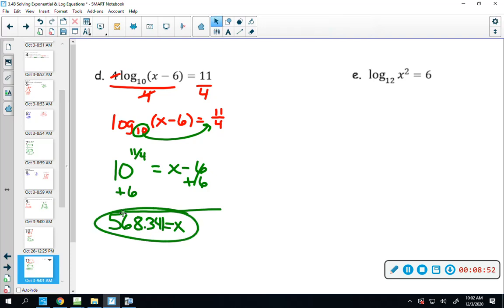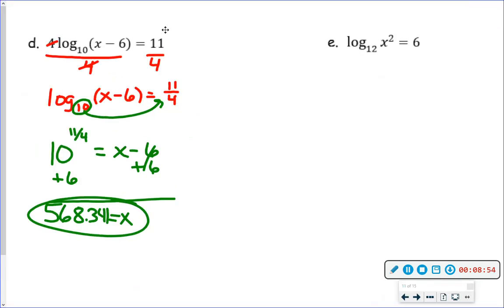So just be careful about your order of operations. Let's take a look at e. We, of course, already have the log by itself, so that's kind of nice. I'm just going to convert it into exponential. So 12 to the 6 equals x squared. Of course, I just typed 12 to the 6 into my calculator. It's a very large number. I'm not surprised, 12 to the 6th power.